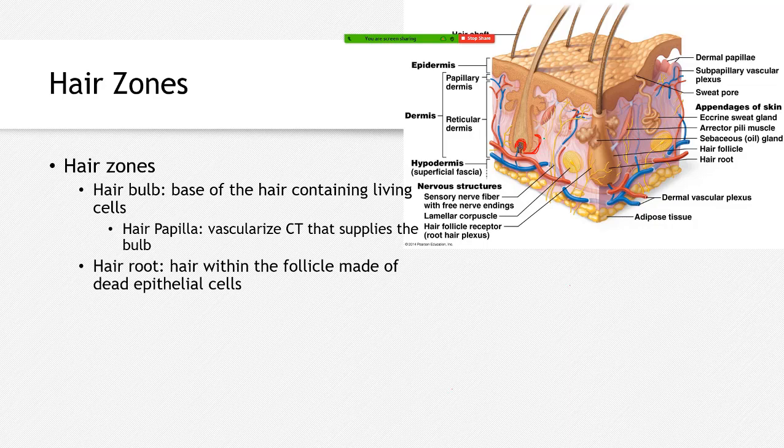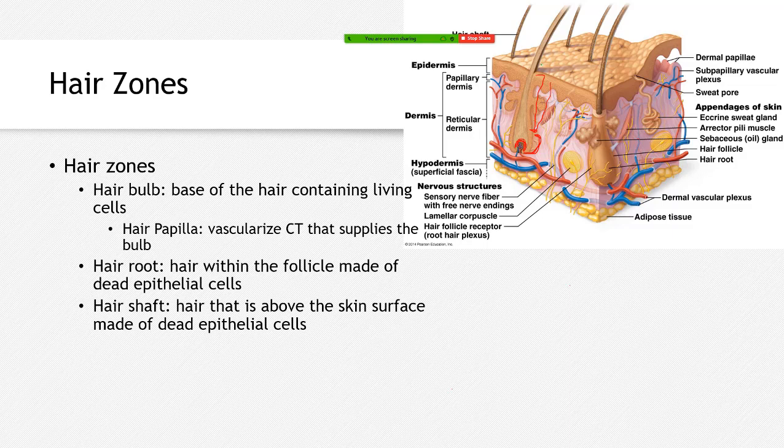The hair root is any part of the hair that's beneath the skin that's not the hair bulb. Anything above the skin, now we're going to be calling it the hair shaft. So that's the difference between the three regions. The hair bulb is the deepest part with the hair papilla. The rest of it that's underneath the skin is the hair root. Anything above the skin, hair shaft.